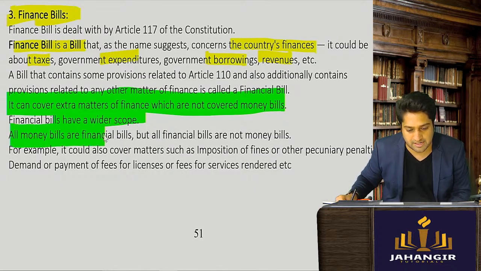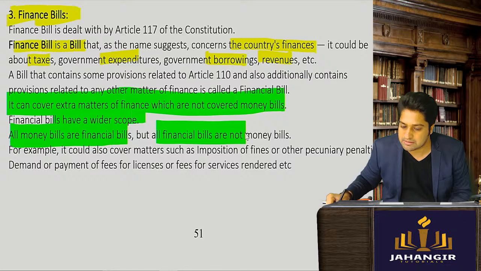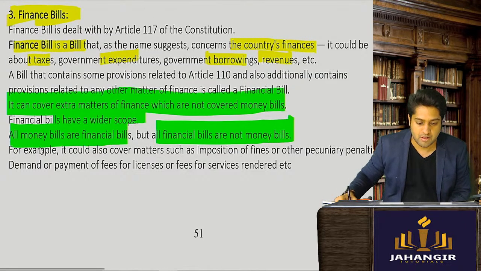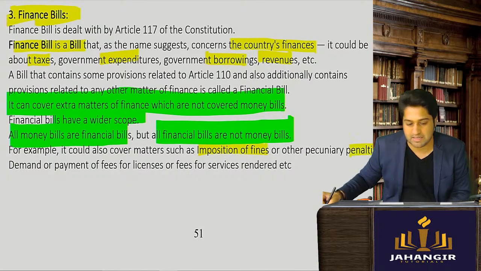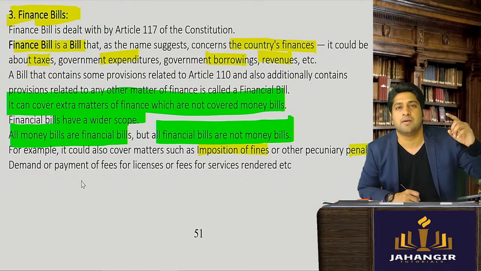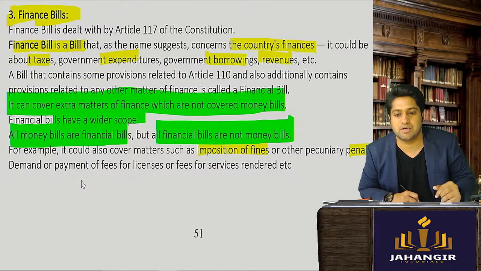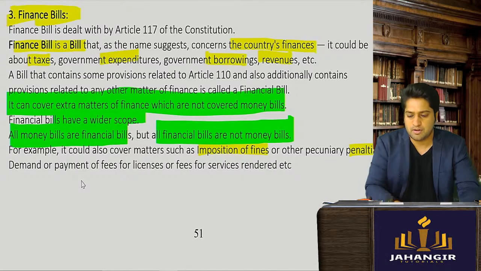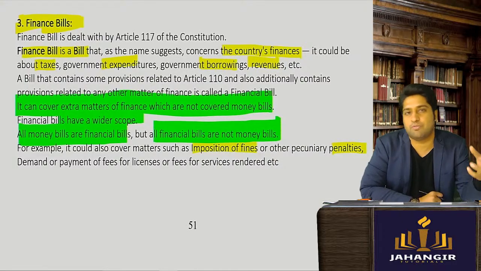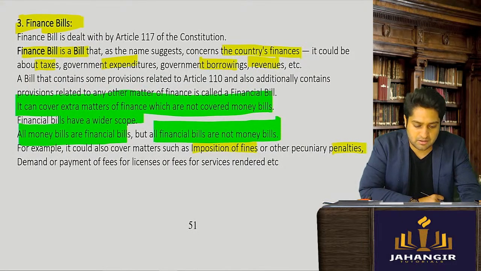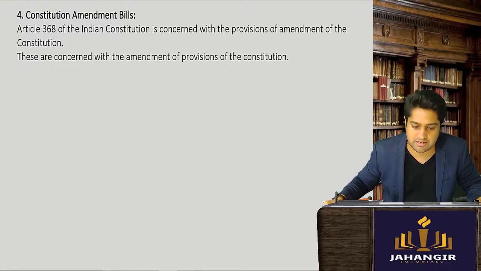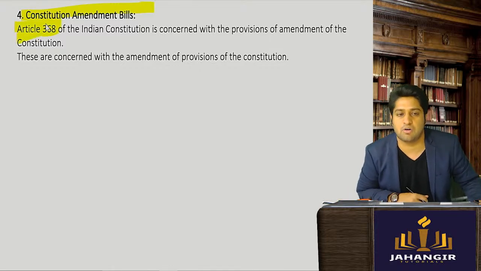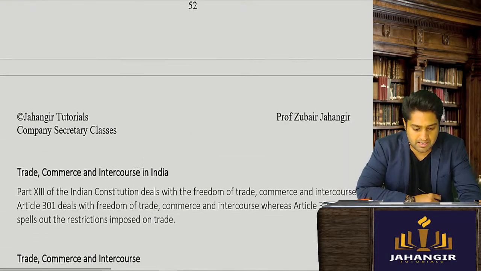All money bills are financial bills, but all financial bills are not money bills. For example, it also covers matters such as imposition of fines, penalties, etc. So in a money bill we are talking about taxes. Here, money can come in not only from taxes, but also when a fine is levied; even from there the revenue comes in. Then comes constitutional amendment bills. Whenever the constitution is being amended under Article 368, a constitutional amendment bill is passed.